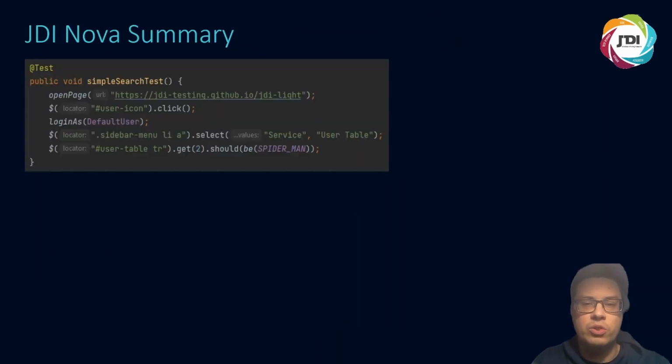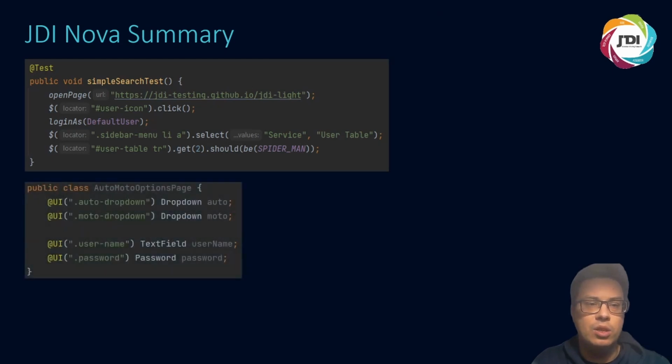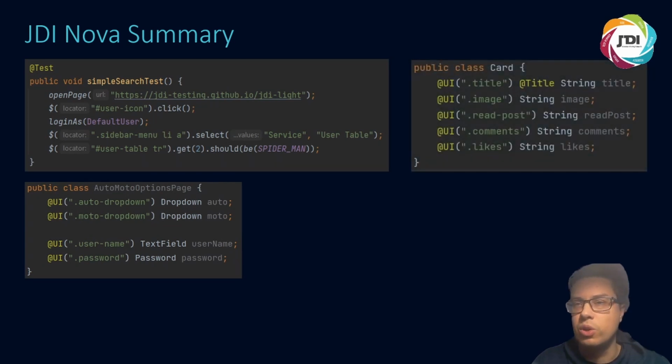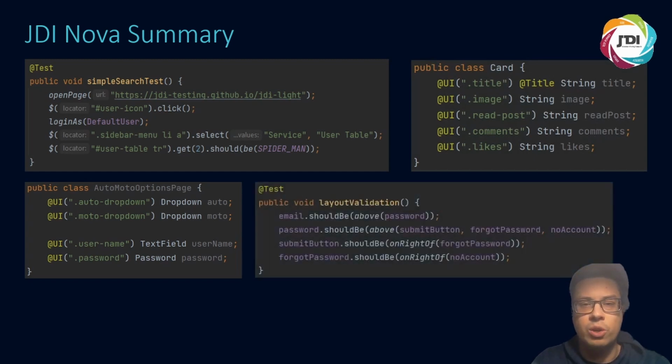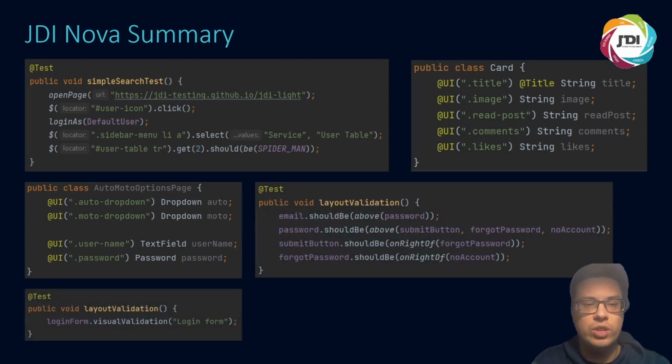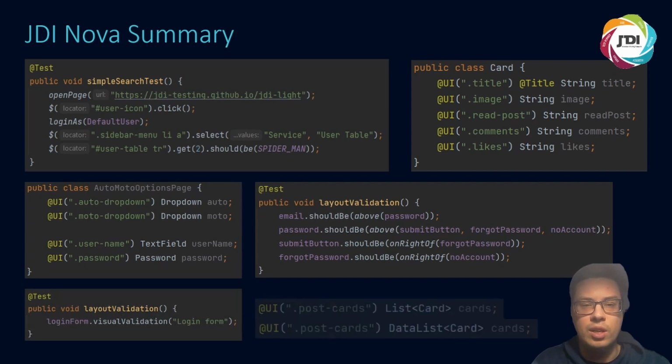Now you know about the JDI Nova framework that allows you to easily develop stable tests. You know about the cool features of UI objects that are an evolution of standard page objects. You know how to work with sections, data, and how to do layout validations. You know how to do visual validations with JDI Nova, and also how to work with list elements.